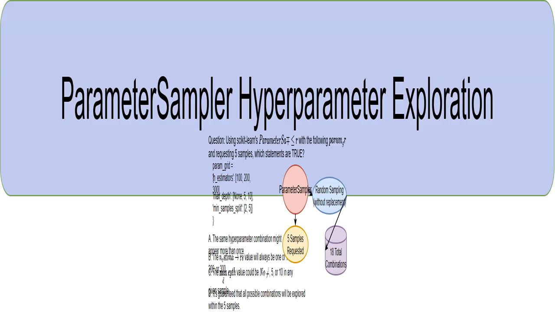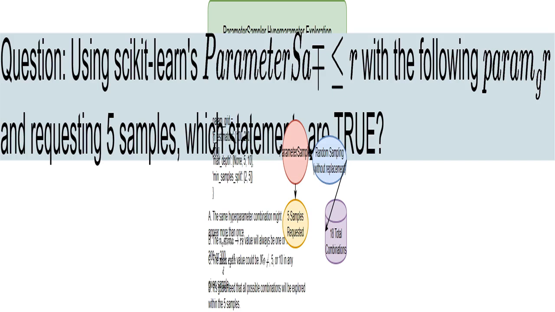I'm exploring how Sklearn's ParameterSampler works for finding the best settings, hyperparameters, for a random forest classifier. It's like trying different recipes to find the perfect cake. I'm testing your understanding of ParameterSampler. We'll check if you get how it randomly selects different combinations of settings from a given range.